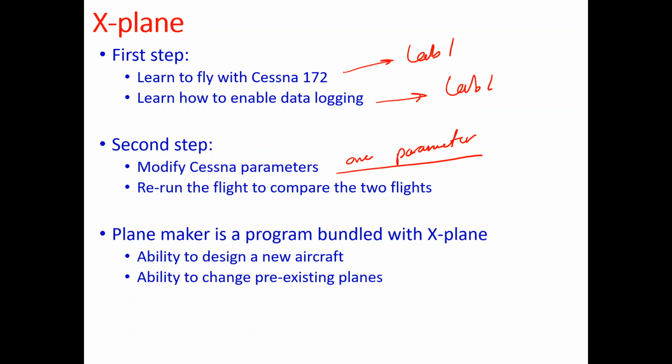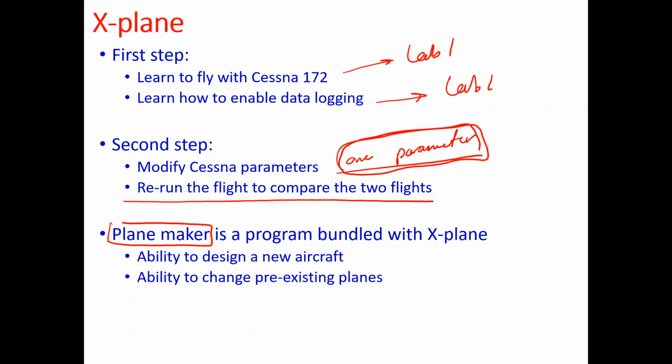And yeah, we will talk about your final presentation, but your one parameter that you want to change should be a very simple thing. You just want to make sure you understand the parameter. Then you rerun the flight simulators to be able to compare the two flights. But how can we modify the aircraft parameters? We are going to use a software that was developed by the creators of X-Plane, which is our main flight simulator, called the Plane Maker.